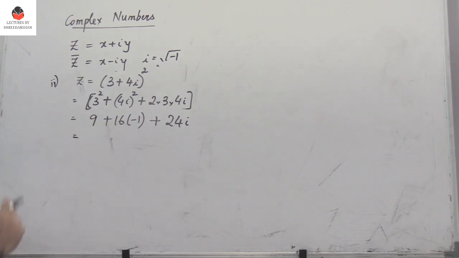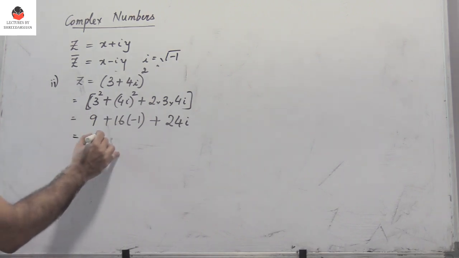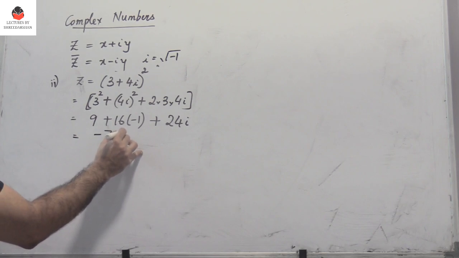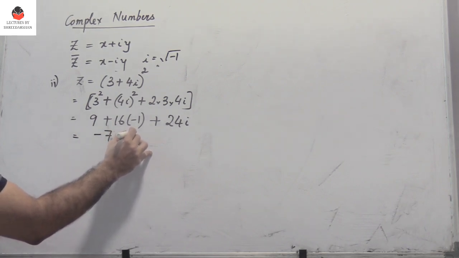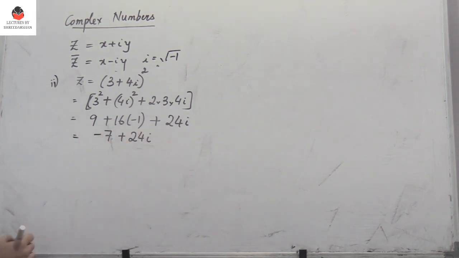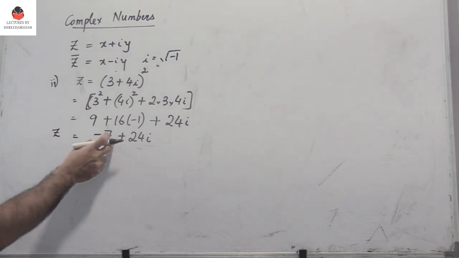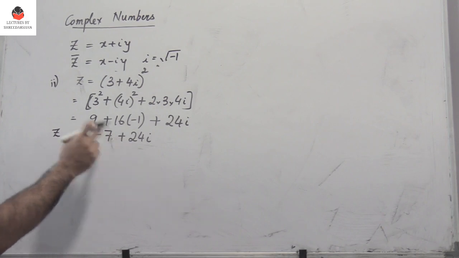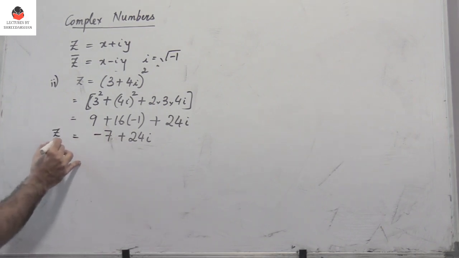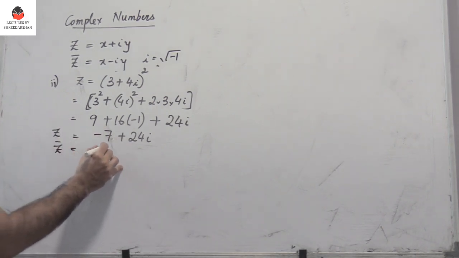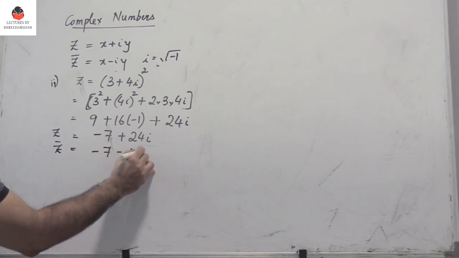So minus 16 plus 9 is minus 7. So I have minus 7 plus 24i. So this is z. So here x is minus 7, y is 24. So what is its conjugate? The conjugate is minus 7 minus 24i.